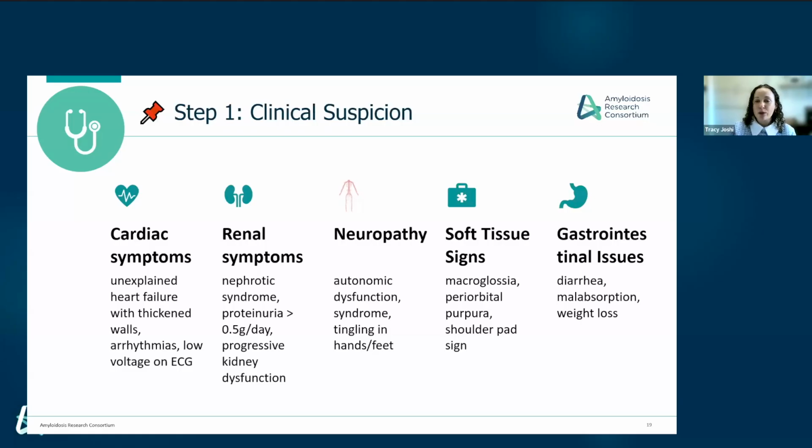Because AL amyloidosis can affect multiple organs, symptoms often mimic those of other conditions. Many people go through months or even years of testing before they get a correct diagnosis. That's why recognizing the symptoms early and undergoing the right tests is so important.